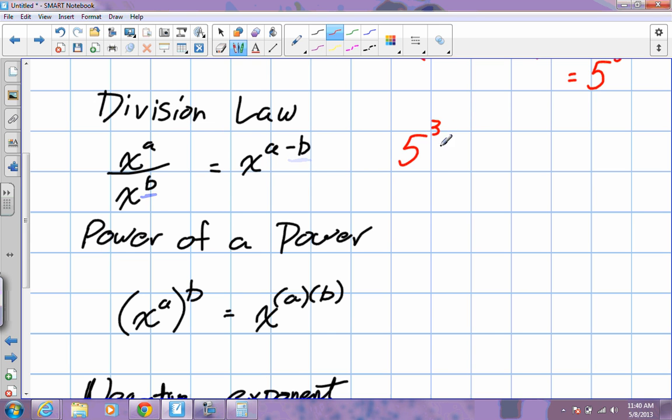5 to the power of 3 divided by 5 to the power of 2. The bases are the same. So we write the same base, and we take the top number and subtract the bottom one. So 3 subtract 2. This simplifies to 5 to the power of 1, or just 5. That's right.